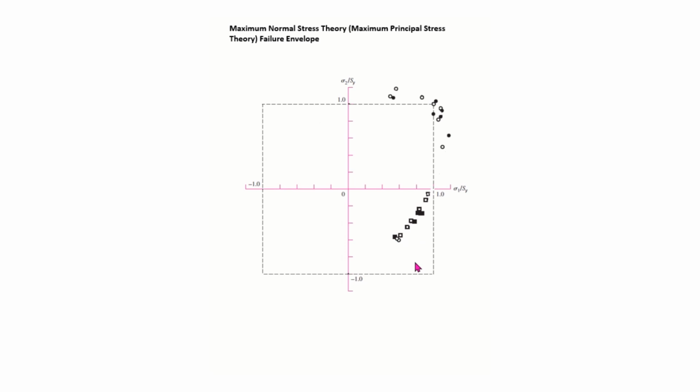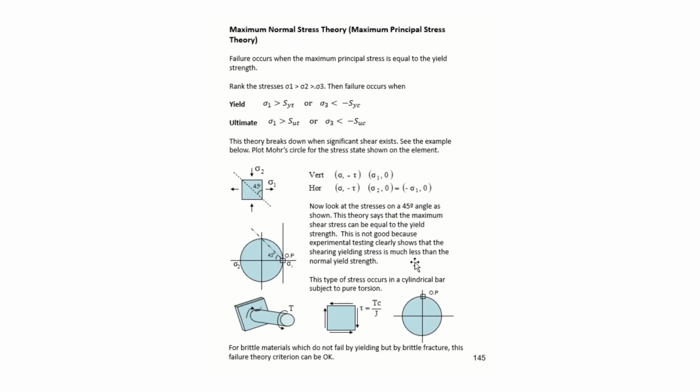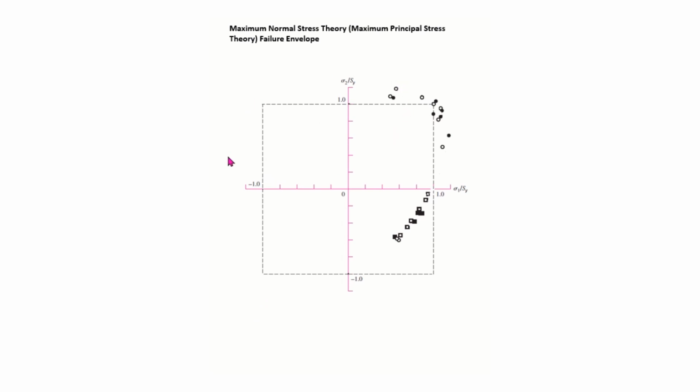So hopefully this provides you a summary and a good strong background in the maximum normal stress theory. You need to know this expression for the maximum normal stress theory. You need to know when it fails and when it's not a good failure theory. And you need to be able to plot this failure envelope and discuss it, knowing that the points out here represent failed stress states and points inside the dashed line would be safe stress states.